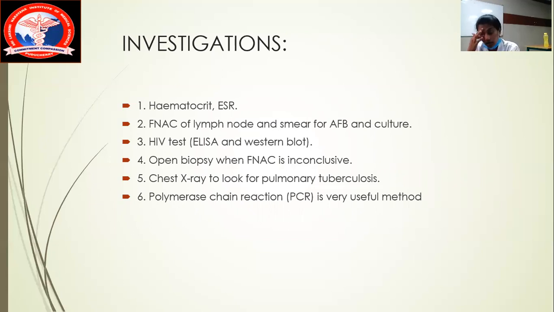Okay, now as we know, if the patient has extrapulmonary tuberculosis, once you have come to a diagnosis that it could be tuberculosis, then you should always think of pulmonary TB, which can be confirmed with the help of a chest X-ray. Always, chest X-ray is the best modality immediately to see whether the patient is suffering from any pulmonary tuberculosis. Okay. The last but not the least, the sixth point can be a PCR, that is a polymerase chain reaction, which will be a very useful method for us.